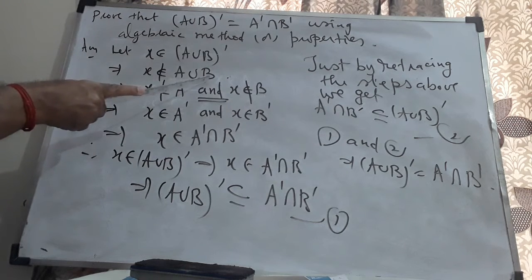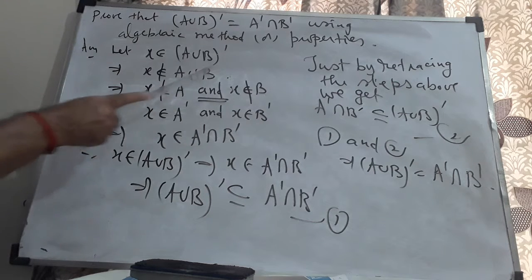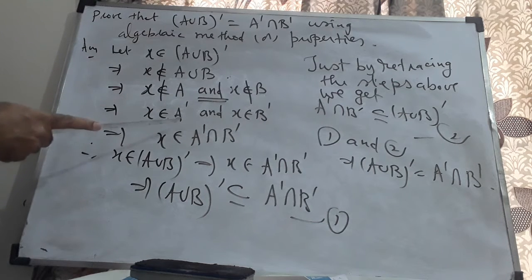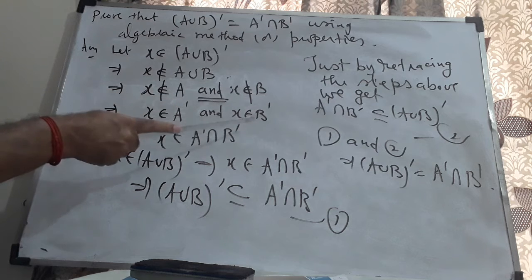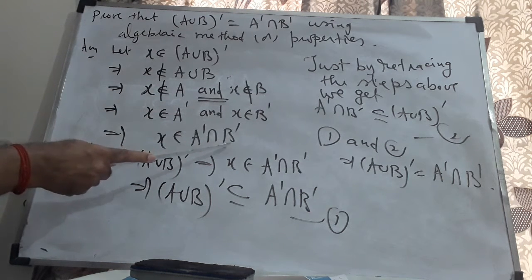It won't be there in the union. If it is not there in the union, it won't be there in both. Therefore, I use AND here. If it is not in A, it will be there in A dash. Not in B means it will be there in B dash. So it is there in both A dash and B dash. Therefore, it will be in A dash intersection B dash.